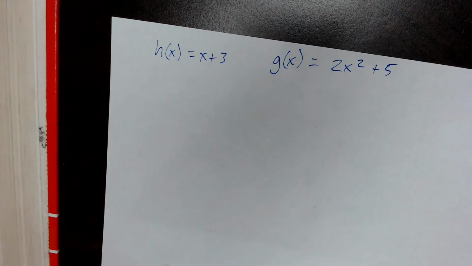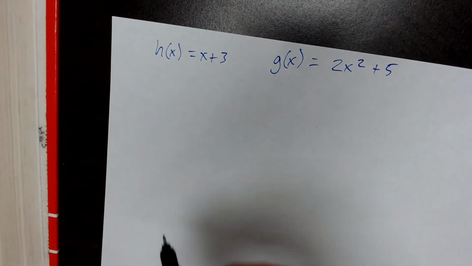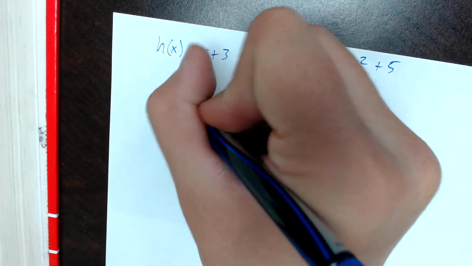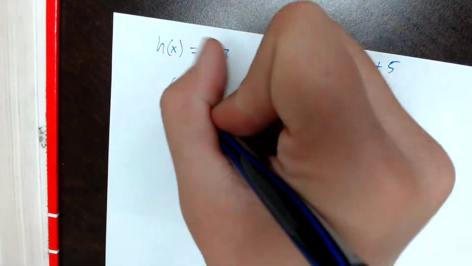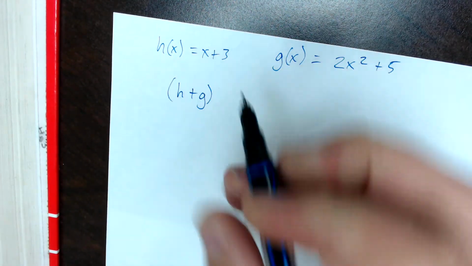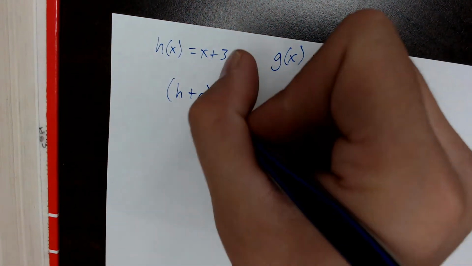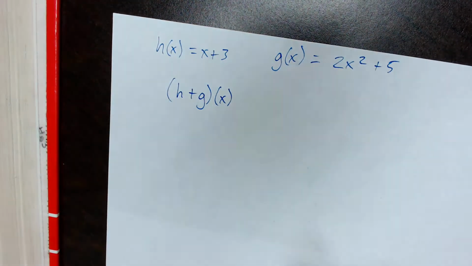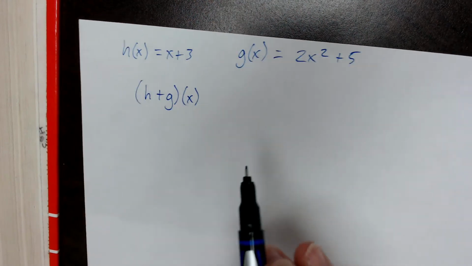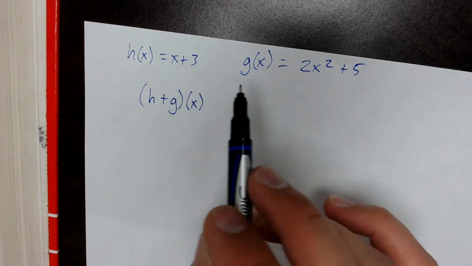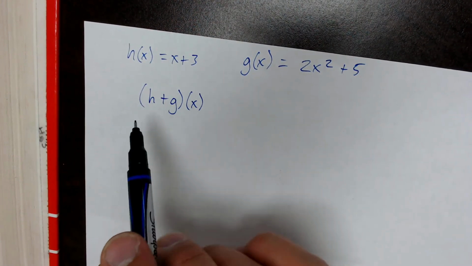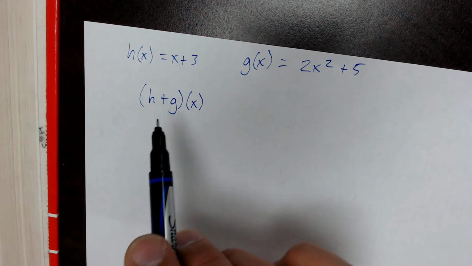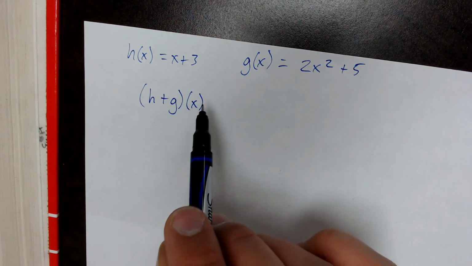Now, what we're going to learn today is the sum of functions. So, what we would write here is function h plus function g of x, right? So this is called the sum of functions. So the question is, how in the world do I do this? What does this mean? This just means that we take the function of h and we add it to the function of g, and then we plug in the number x.